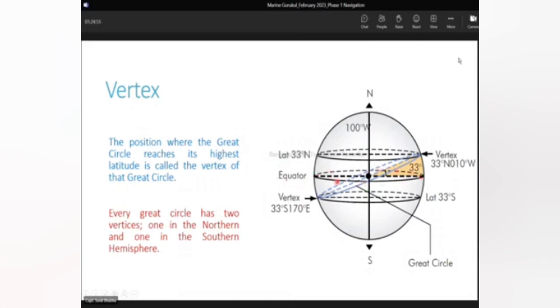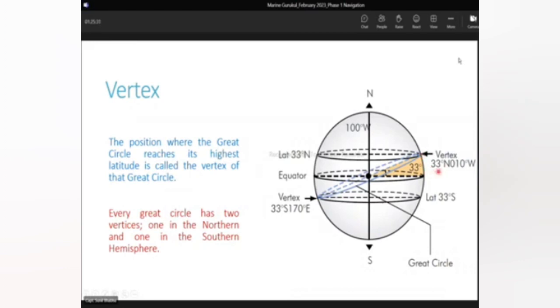Now we can also see a great circle in this diagram represented by a blue colored track. This blue great circle is on the surface of the Earth, and we can also see that the plane of this great circle passes through the center of the Earth, confirming that it is a great circle. If you have a close look at this great circle, you will see that it reaches its highest latitude at 2 points. You can follow the laser pointer. This is one of the points having the highest latitude.